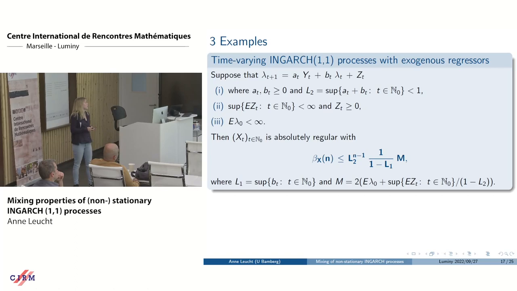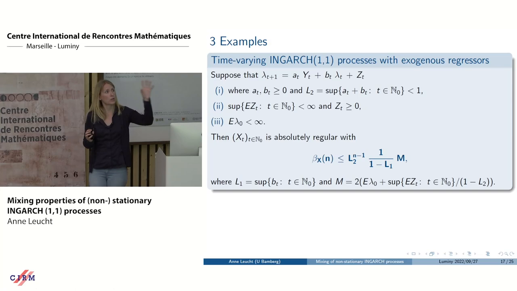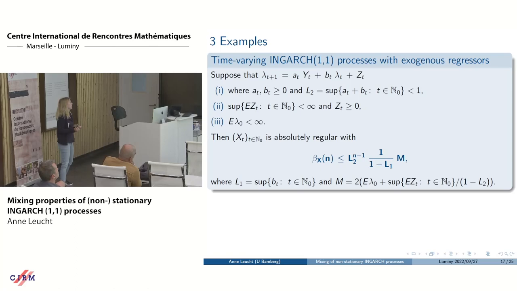So the first example goes back to this linear INGARCH one process situation. Now we allow these coefficients A and B to also depend on time, as long as they sum up to a constant which can uniformly be bounded by a constant, we call it here L2, which is less than 1. This ensures that the contraction conditions hold. So really, you see, we have a contraction condition with respect to both constants A and B, which was somehow hidden in these assumptions that we saw before.